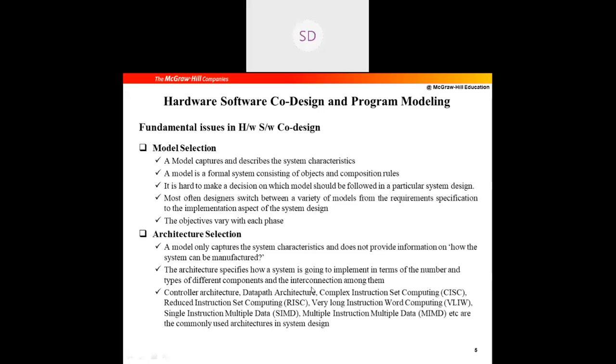Whereas in the architectural development, we will get the exact information of the hardware, the software, and the different types and numbers of hardware involved. Okay, so what is this architecture? Different types of architectures will be there, like controller architecture, which type of controller you're going to use. In that, you have studied, right? We have RISC machine, we have CISC machine, reduced instruction set, complex instruction set, and very long instruction word computing, single instruction multiple data, multiple instruction single data. So like this, various architectures will be there. So selecting an architecture is one of the issues in hardware as well as software code design.